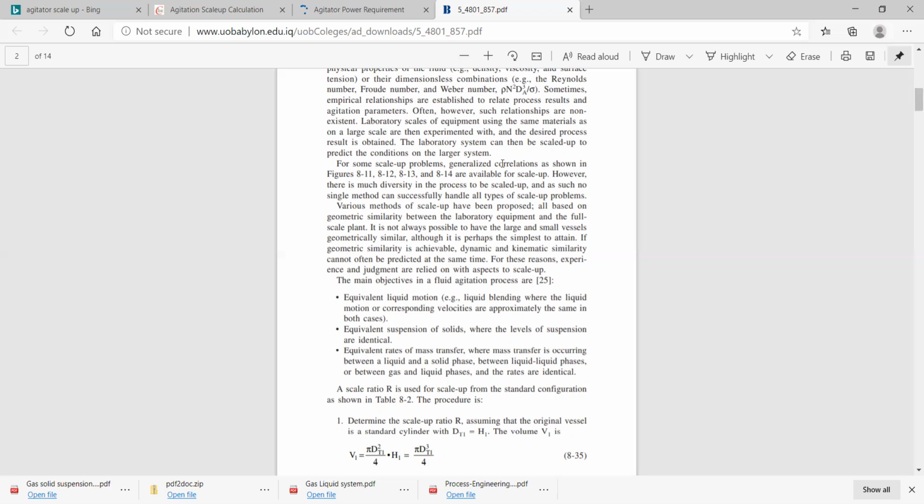The main objectives in fluid agitation process are: first is equivalent liquid motion, for example, liquid blending, where the liquid motion or corresponding velocities are approximately the same in both cases. Then equivalent suspension of liquid solids, where the levels of suspension are identical. Then equivalent rates of mass transfer, where mass transfer is occurring between a liquid and a solid phase, between liquid phases, or between gas and liquid phases, and the rates are identical.